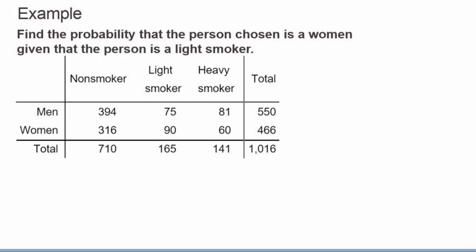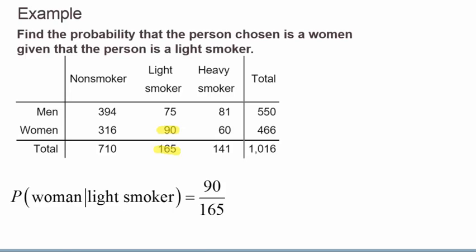Continuing with the example, we now want to find the probability that the person chosen is a woman given that the person is a light smoker. We begin with our probability of the event, probability woman given light smoker. We want to find the number of women that are light smokers, which is 90, and this time our new sample size is 165, the total of light smokers. So our setup is 90 divided by 165, which gives us a probability of 0.545.